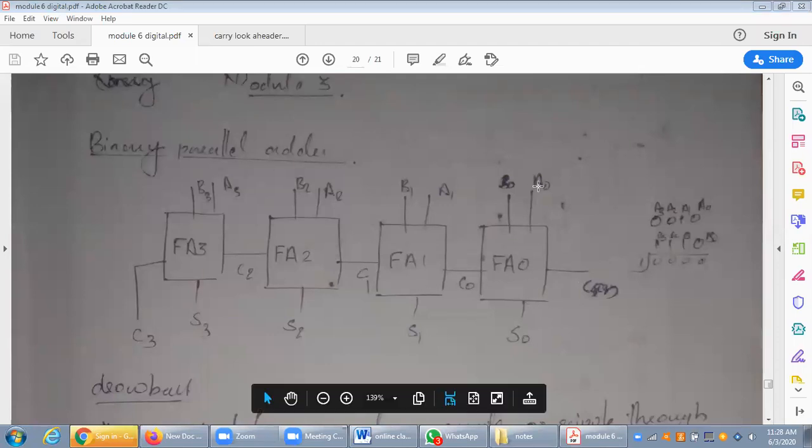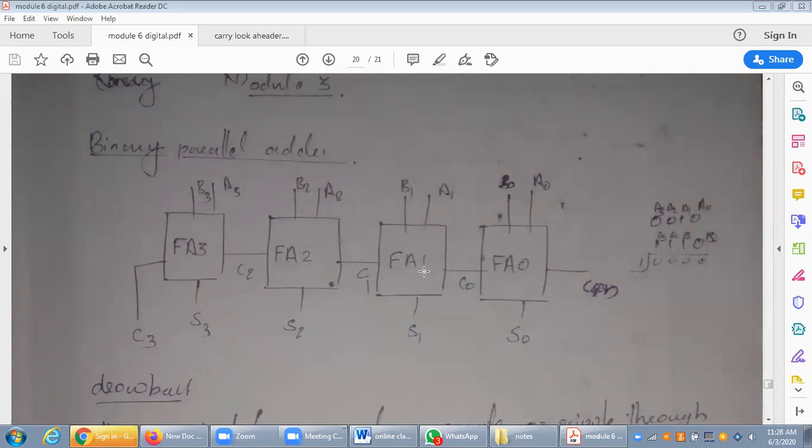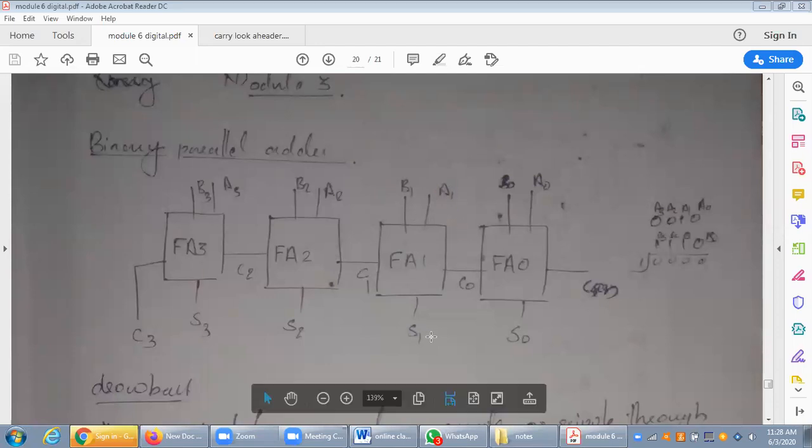So what will happen first? A0 and B0 will be added. We'll get the sum here. The carry generated for the first one will move to the next full adder. Then after that A1 and B1 will be added. Then we'll get sum S1. That carry C1 will go to the next full adder.